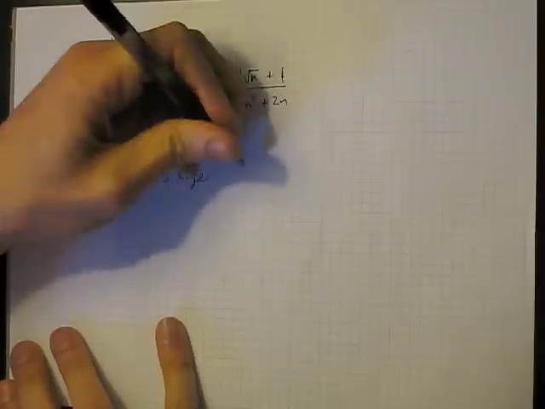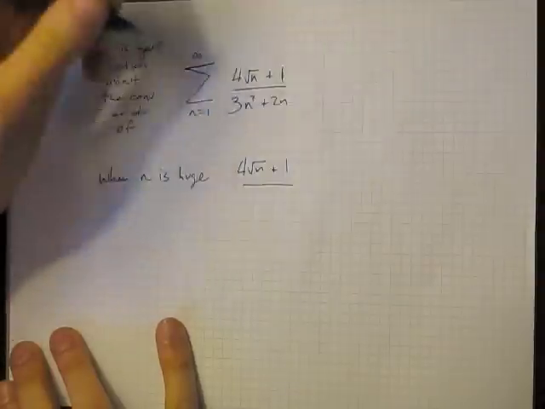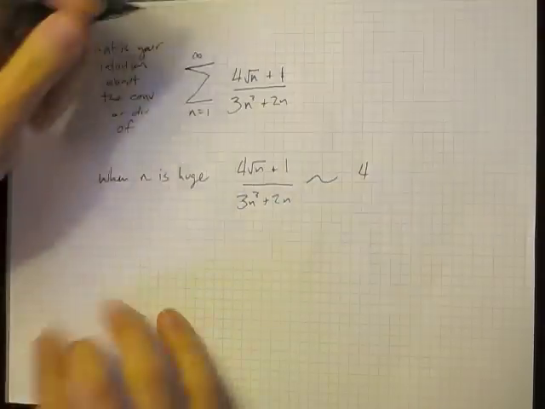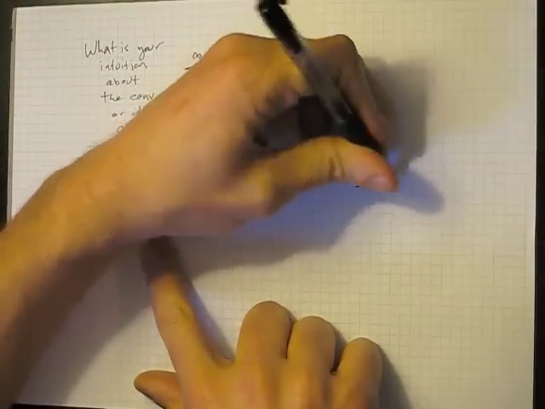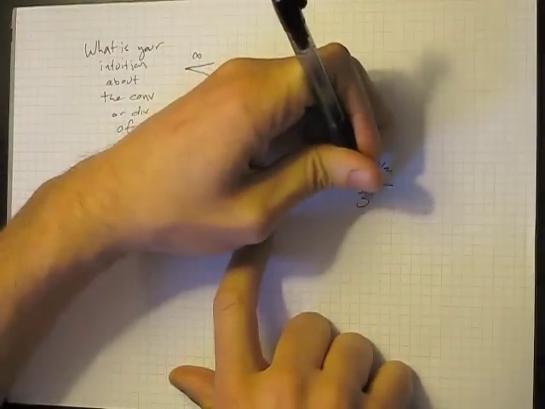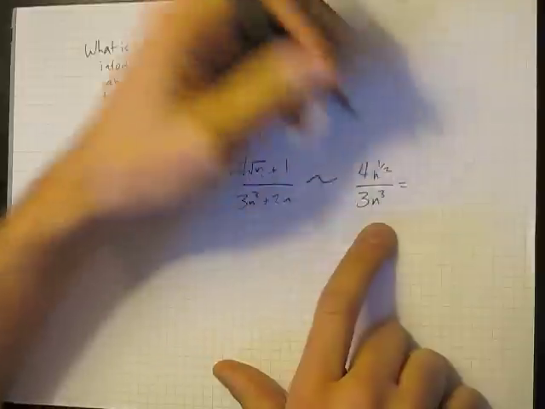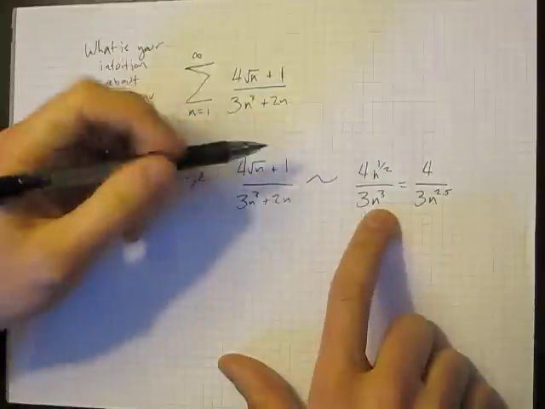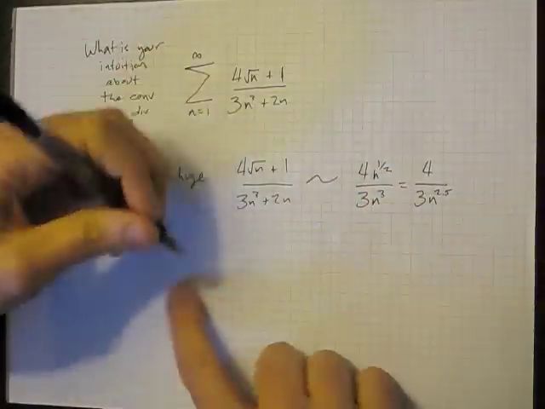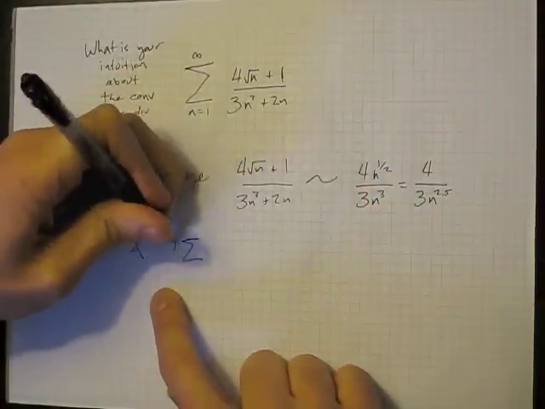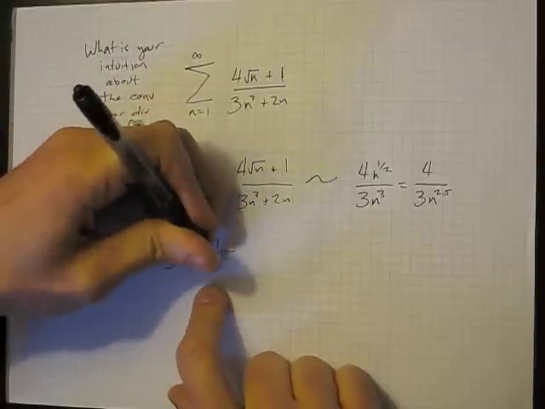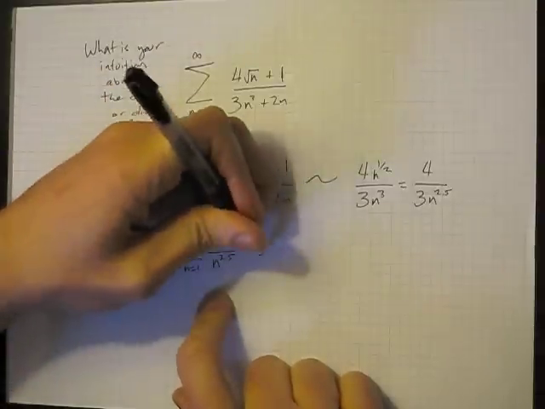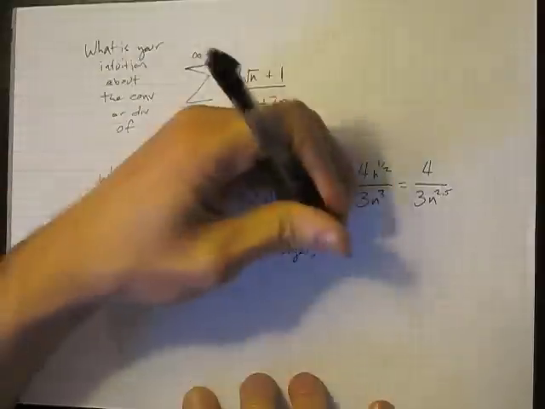not just big, but when n is huge, 4 over root n plus 1 divided by 3n cubed plus 2n behaves a lot like, well, the highest power of n in the top is n to the 1/2, and the highest power in the bottom is n cubed. So we get something like this. And if you simplify this, you get 4 over 3n to the 2.5 power. There's 3 minus 1/2. And this series, 4 over 3 times the series 1 over n to the 2.5, converges. So we guess convergence.